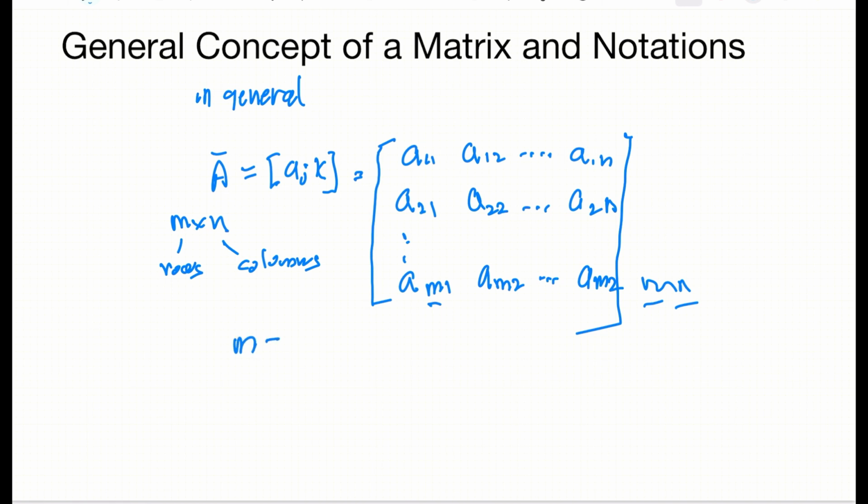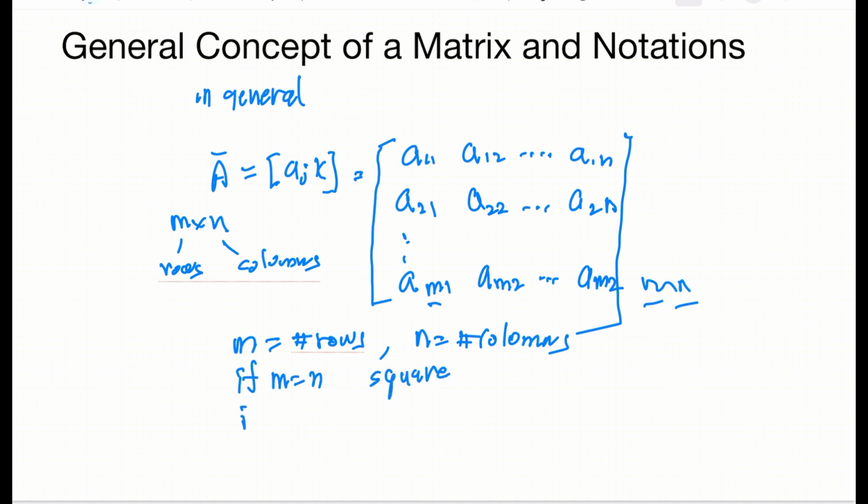So M is equal to the number of rows, and N is equal to the number of columns. So if M is equal to N, we have a square matrix. And if M does not equal N, we have a rectangular matrix. So that's kind of our general notation.